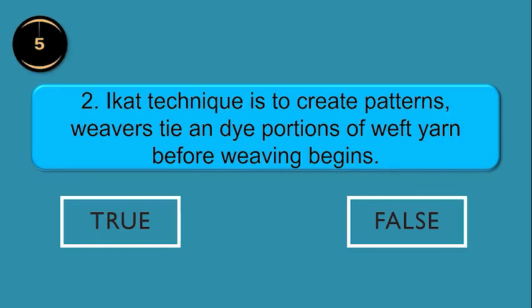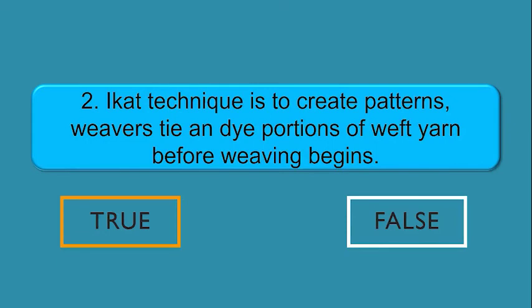Number 2. Ikat technique is to create patterns, weavers tie and dye portions of weft yarn before weaving begins. Is it true or false? You have 5 seconds. Time is up and your answer is? You are correct. That is true. Are you ready with the next item?